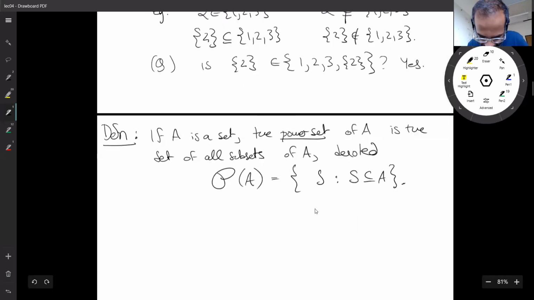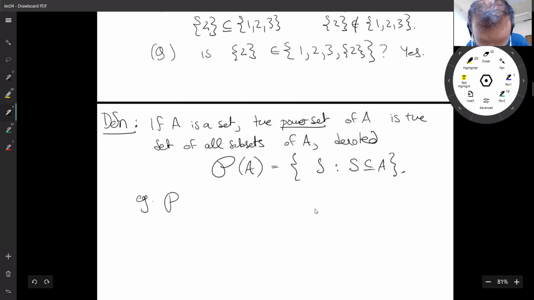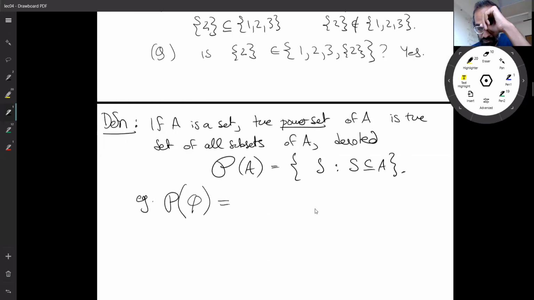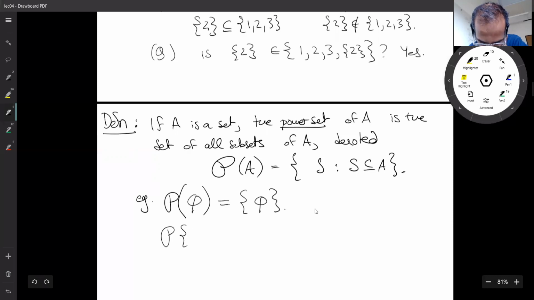So for example, the power set. Well, okay, let's start off easy. What's the power set of the empty set? What are the subsets of the empty set? Just the empty set? Just the empty set. So it's a set containing the empty set. The power set of, let's say, the set {1, 2} is the empty set and all sets with one element, and then the whole set itself.